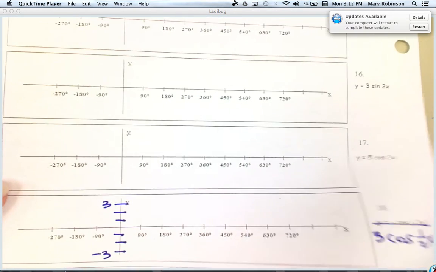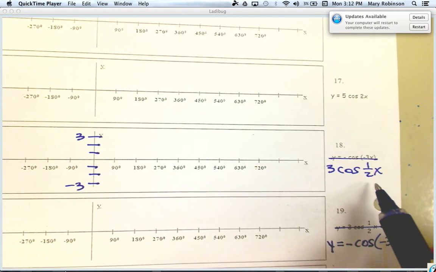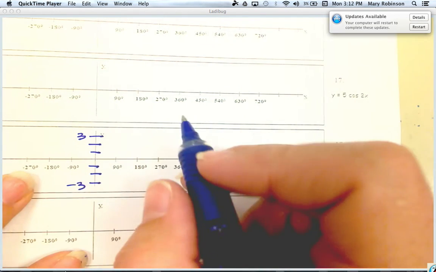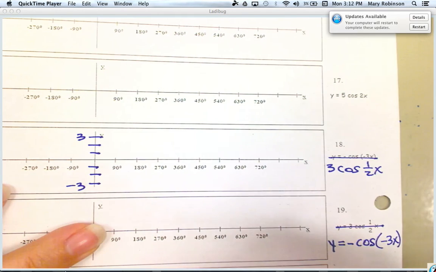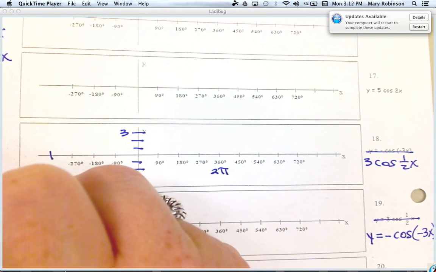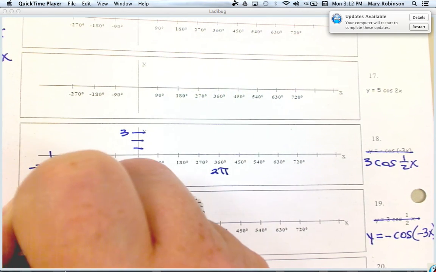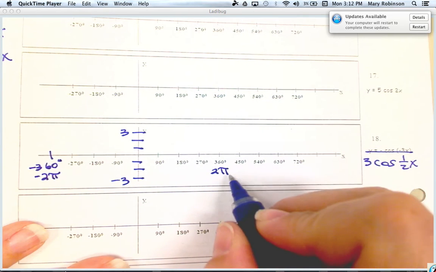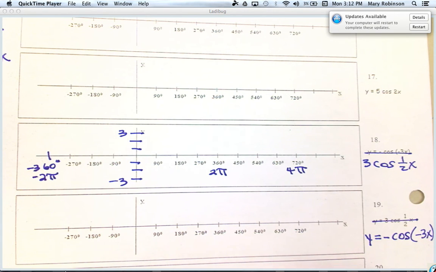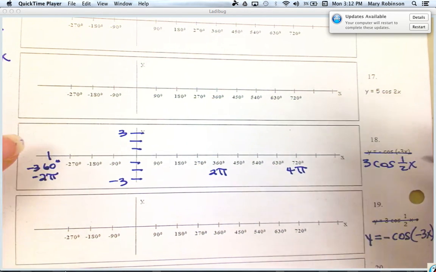And if you think about what we talked about in terms of the b value being 1/2, that should be a horizontal stretch by a factor of 2. So that means instead of completing one full cycle in 2 pi, it's actually going to go all the way out to 4 pi. So at 360, we have 2 pi. Let's go ahead and mark negative 360 here, which would be negative 2 pi. And 720 is 360 times 2, so that's 4 pi. So if we're going to do one complete cycle, we need to put 4 pi there.